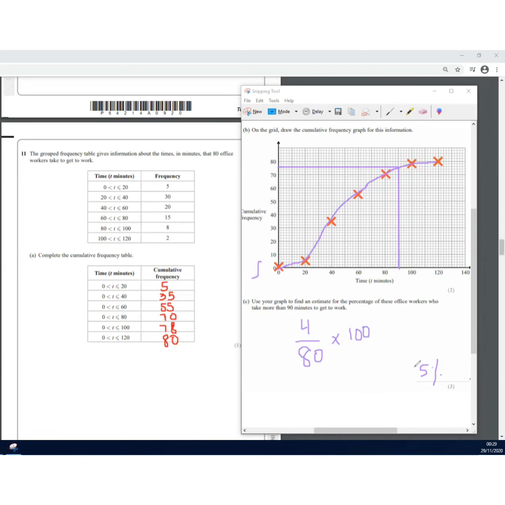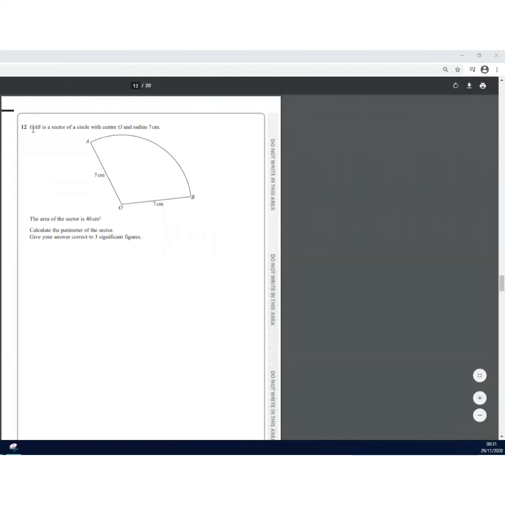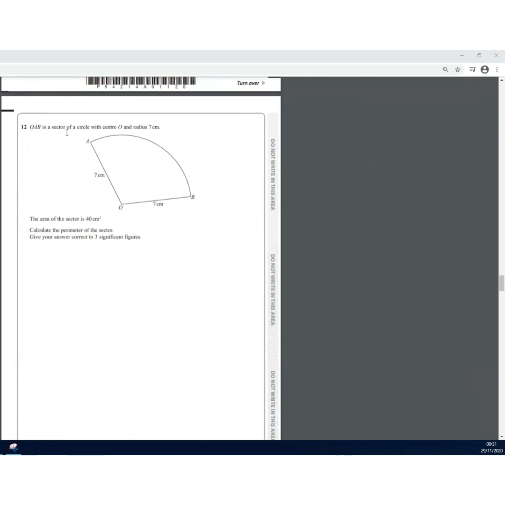Let's move on to question number 12. In question number 12, it's given OAB is a sector of a circle with center O, and they've also given us the radius of 7 centimeters. Further information is given, that is the area of this sector is 40 centimeters squared. They want us to find the perimeter of the sector.